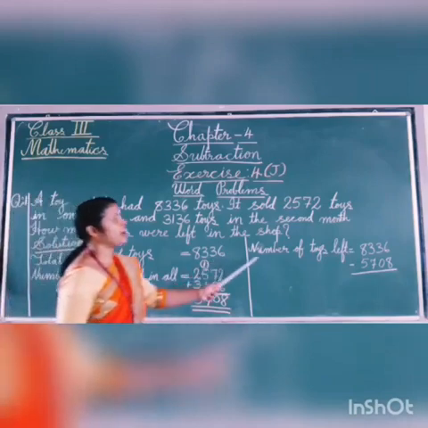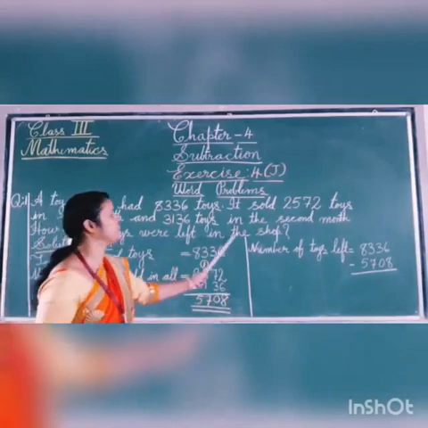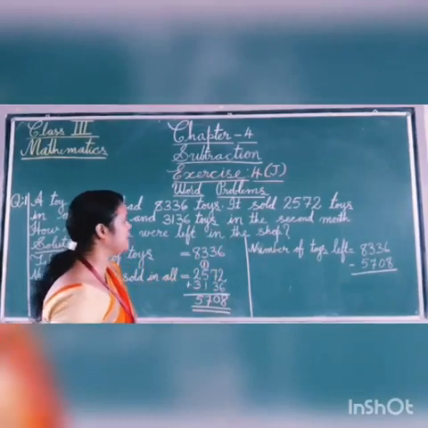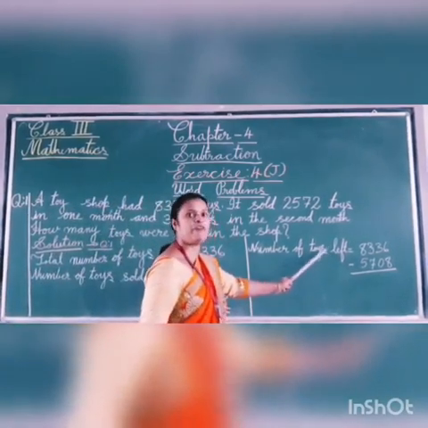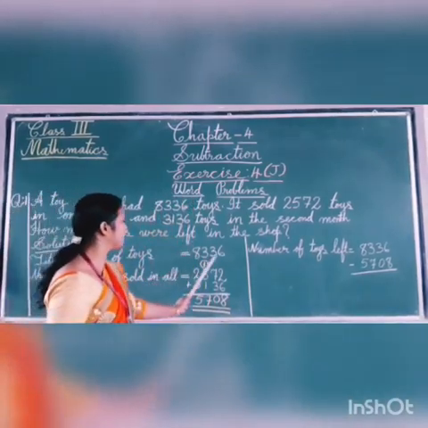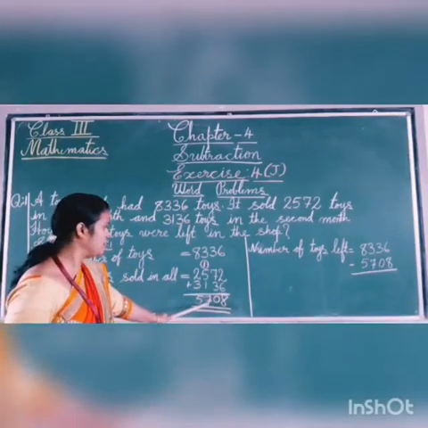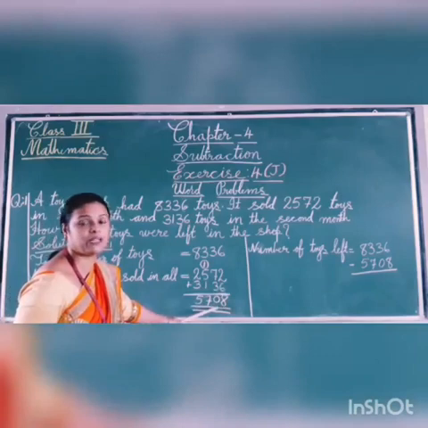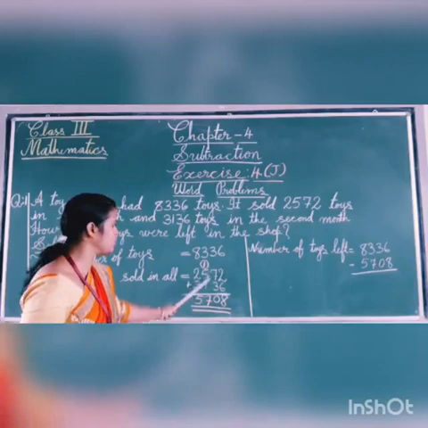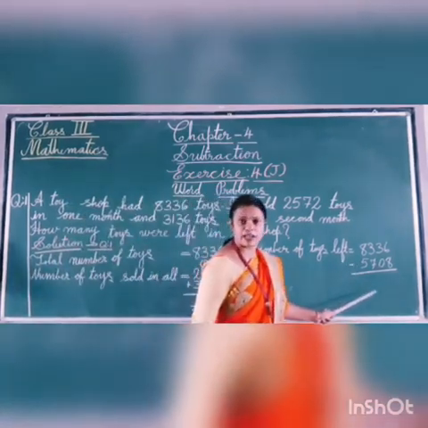Then now at the end of the question we can see, how many toys were left in the shop. How many toys are left in the toy shop now? To find out the number of toys left in the shop, what do we have to do? From the total that the shop had, we have to see the difference with how much was sold. So from the total, we will subtract the sum that came here, the total sold, and then we will get how many are left.